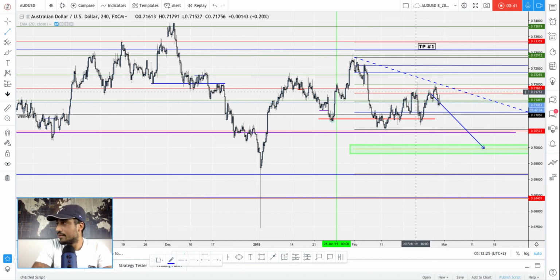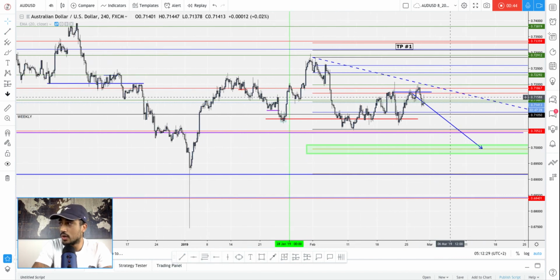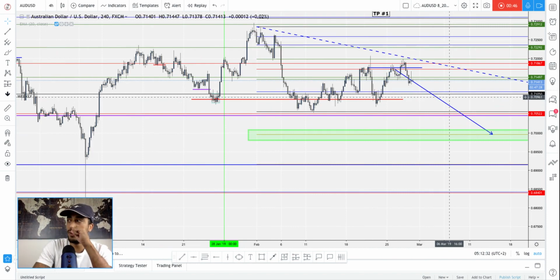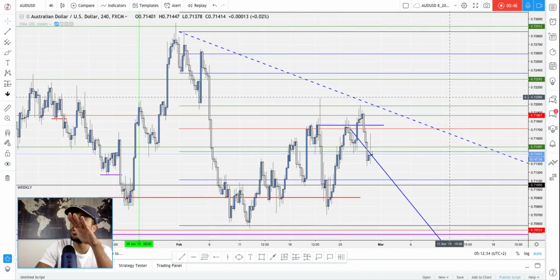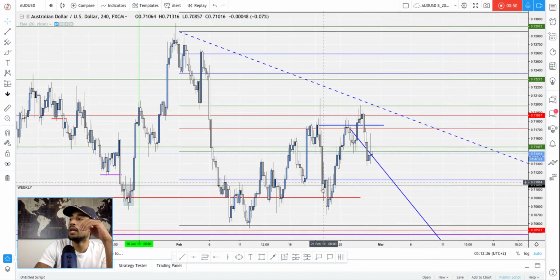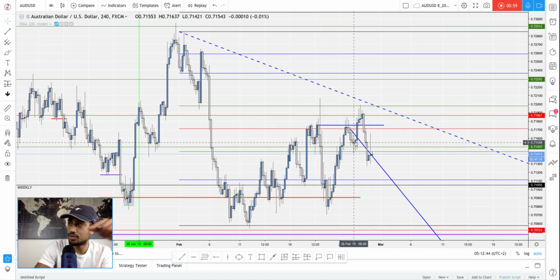So we have a level of support that was definitely broken. And what I like about this as well, and this is what I teach in the actual course itself, which is perfect that it's actually showing this. So it broke it, yes, but it tested the level of resistance first and then pushed down and then broke. That's what we like to see.